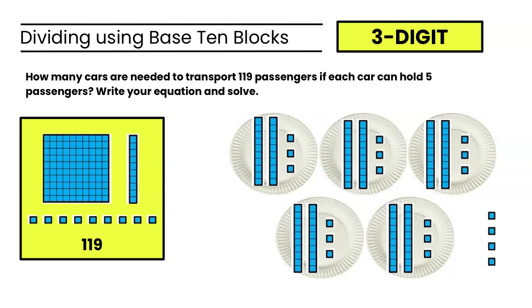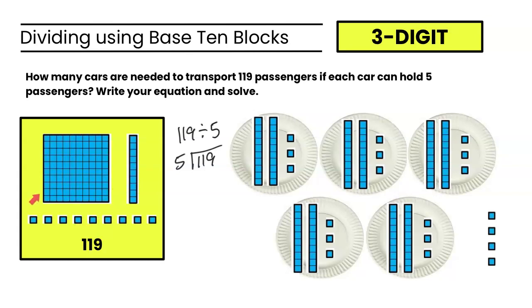Here is one of the questions that you have in the curriculum resources. How many cars are needed to transport 119 passengers if each car can hold 5 passengers? Write your equation and solve. And so what we would want students to do is, first of all, write down their equation, which would be 119 divided by 5. You could also front load the standard algorithm if you wanted to and have them think about how would we write that in the standard algorithm, 5 being divided into 119.